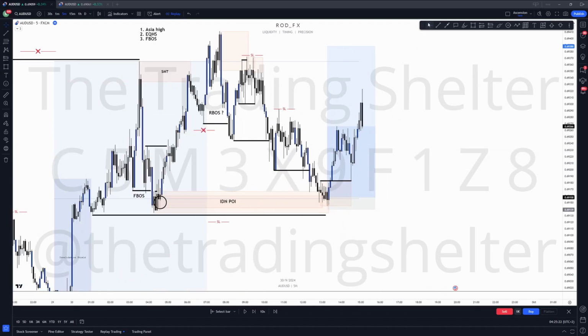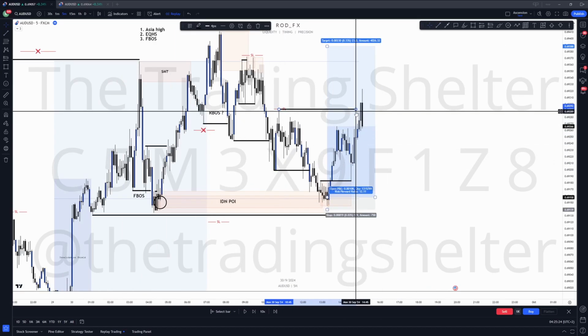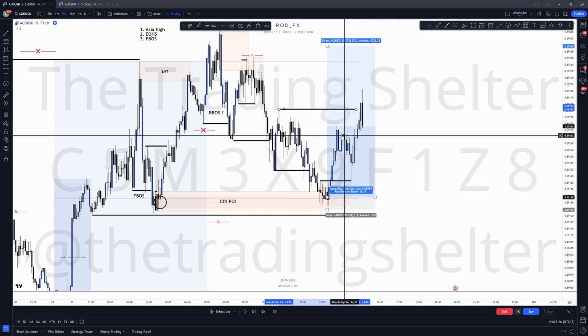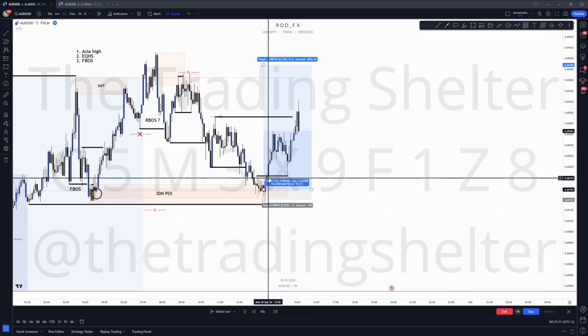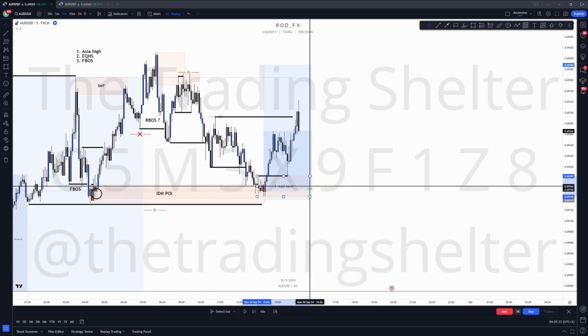Now, what do we also have? We have our false. So this is the first structural shift. Speed. So we would expect even those equal lows.